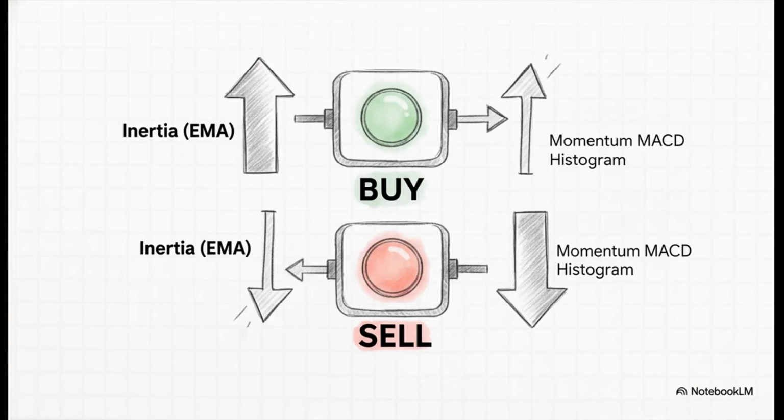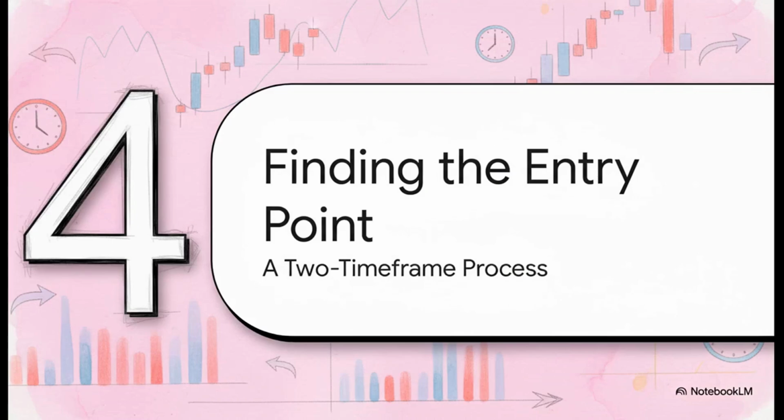And this right here is the absolute heart of the entire strategy. It's so simple, but that's what makes it so powerful. A valid entry signal only happens when the tide and the wave are moving together. The EMA has to be rising and the MACD histogram has to be rising for a buy signal. And for a short signal, both have to be falling. No exceptions.